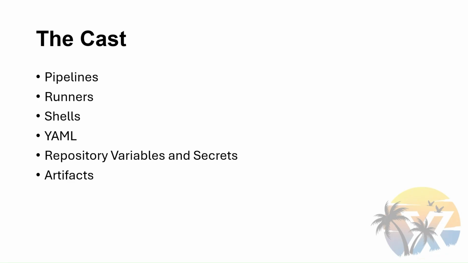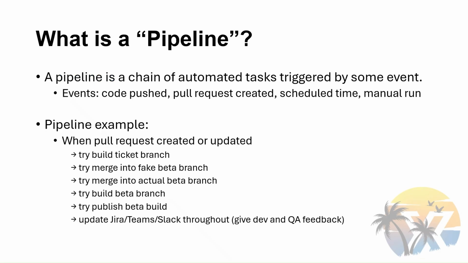We're going to go through pipelines. We're going to go through runners, shells, YAML, repository variables and secrets, and artifacts. So let's get started with pipelines. What is a pipeline? A pipeline is a chain of automated tasks triggered by some event. So for example, you could have a chain of automated tasks triggered by when code is pushed to a repository, or when a pull request is created or updated, or at a scheduled time at midnight every night you could have tasks run, or a manual run.